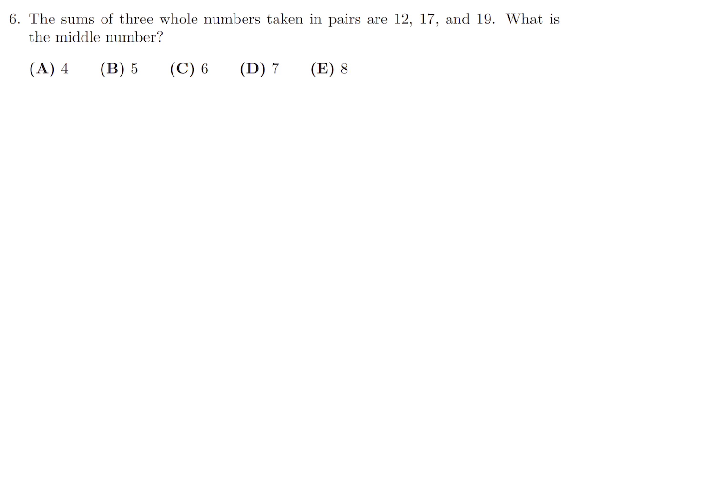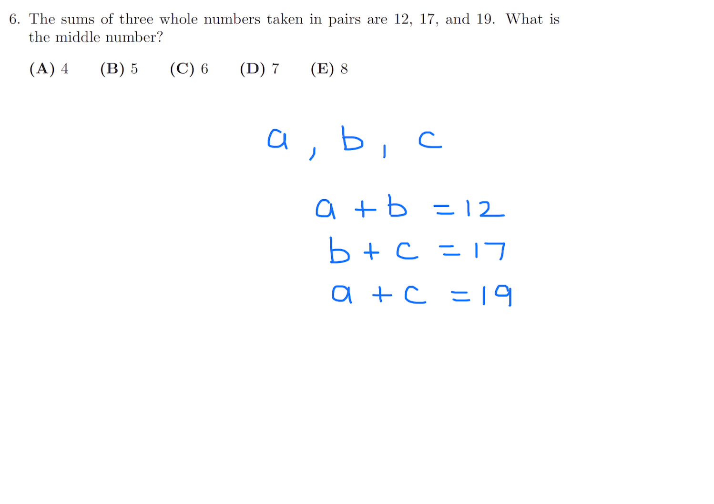The sums of 3 whole numbers taken in pairs is 12, 17, and 19. What is the middle number? So if you have 3 numbers, let's say A, B, and C, the sums in pairs: A plus B, the first pair, is 12. The second pair, B plus C, is equal to 17. And the third pair, A plus C, is 19.